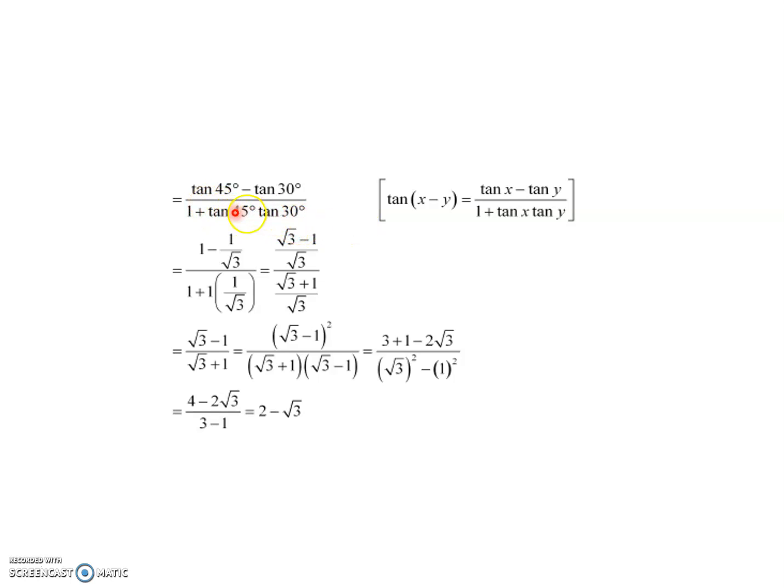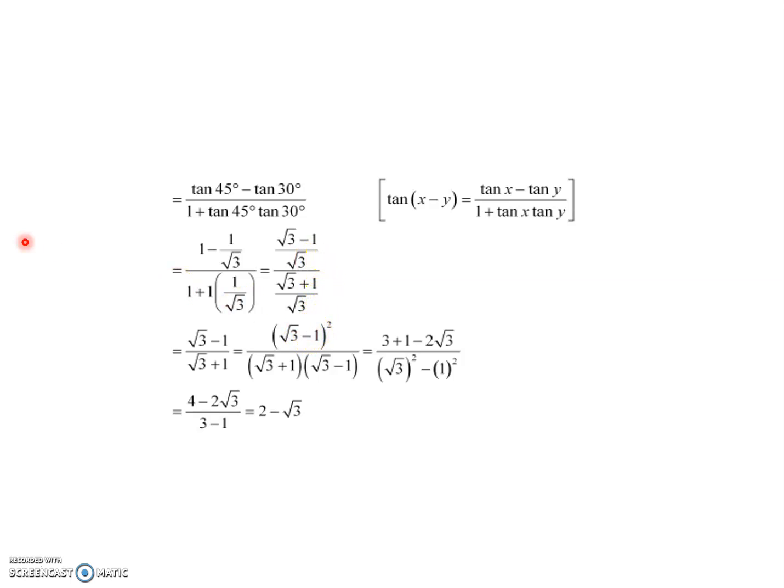Next, we have to find the value of tan(45 − 30), which is (tan 45 − tan 30) upon (1 + tan 45 into tan 30). Tan(x − y) is equal to (tan x − tan y) upon (1 + tan x into tan y). We know that tan 45 is 1, and tan 30 is 1 upon root 3. So we derive (1 − 1/√3) upon (1 + 1/√3).